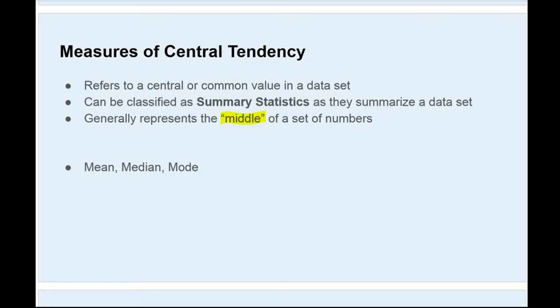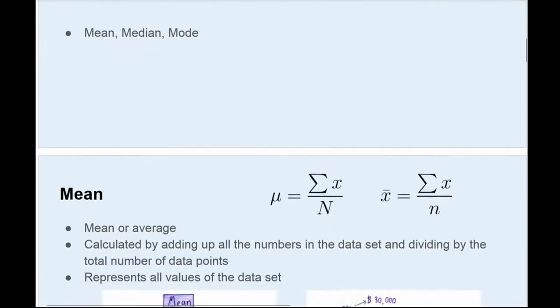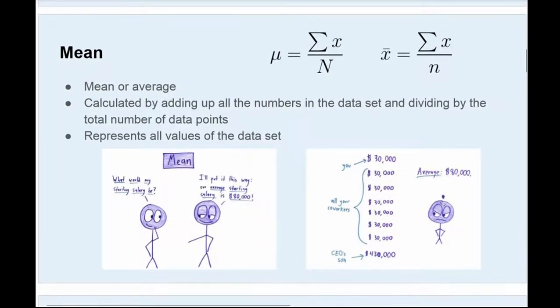So you may have heard of these before. The first one is the mean. And mean is just another word for average. So hopefully you've looked at average in the past. Basically, to calculate the average, we add up all the numbers in the data set and divide by the total number of numbers. This value represents all the values in the data set because they're all being included.